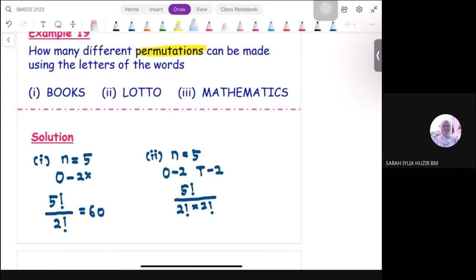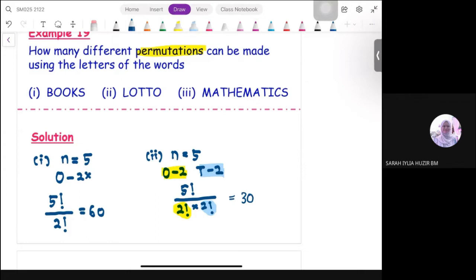Saya highlight lah biar nampak. Okay, so 2 factorial yang pertama because O happen twice. And then 2 factorial yang kedua because T happen twice. Kat situ kita kena consider satu-satu. Alright, so in this case our answer would be 30.